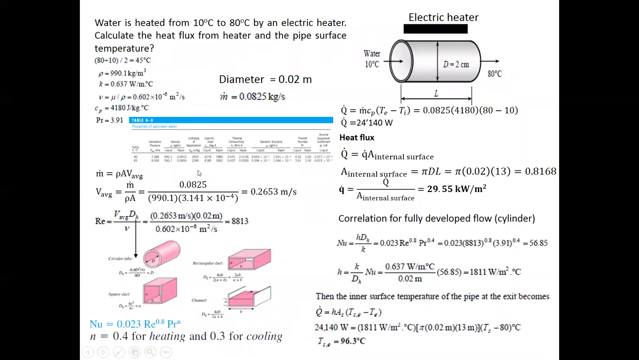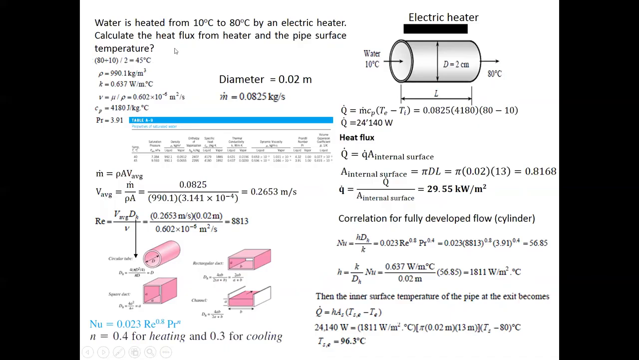Okay, let's look at an example. Water is heated from 10 degrees C to 80 degrees C by an electric heater. We want to calculate the heat flux from the heater and the pipe surface temperature. So we want to know how much Q we are going to put in order to get 80 degrees C, and then what is the surface temperature of the pipe.